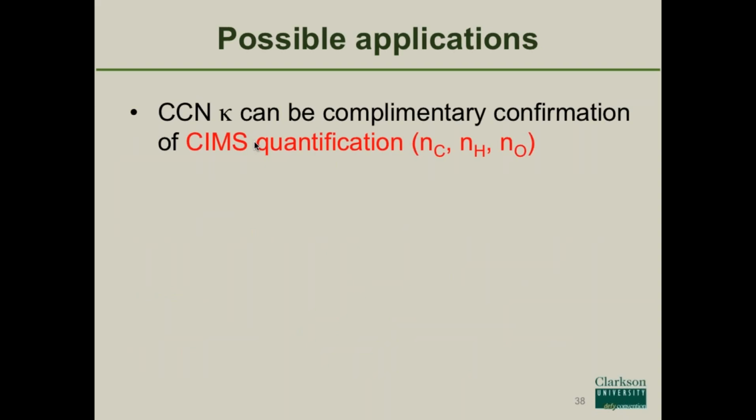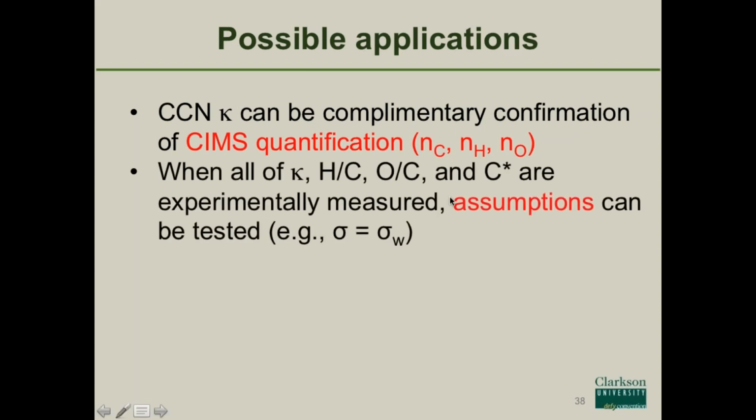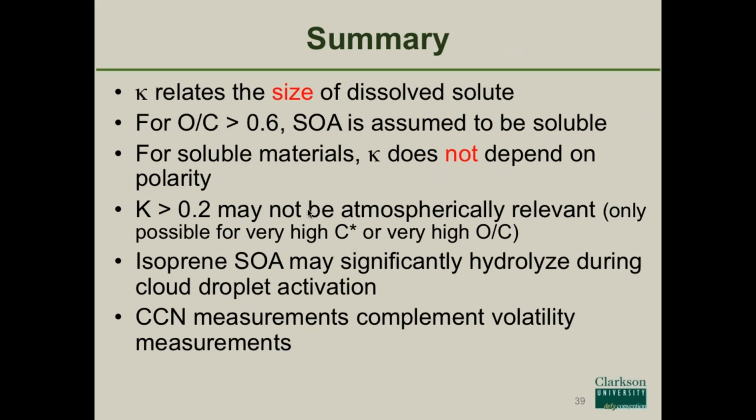Possible application. So one possible application is to provide some complementary confirmation of the SIMS quantification. SIMS is great because it doesn't have much fragmentation like AMS, like electron impact, but the problem is always quantification, lack of authentic standards. The kappa provides a completely different approach to the overall molecule size, so it may provide some complementary evidence about its quantification. And for this kappa, a lot of assumptions are made by measuring a bunch of these quantities directly. For example, kappa, H to C or C star, you can actually start to test the assumptions made in this CCN calculation. For example, surface tension. That's a possible application.